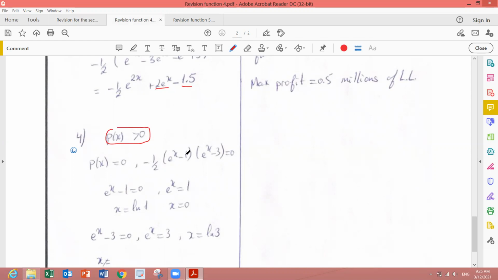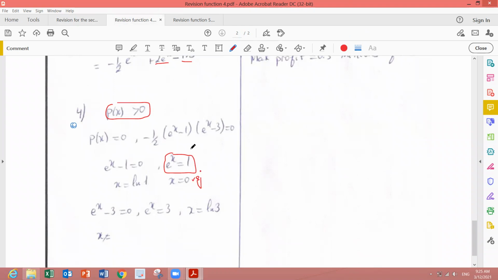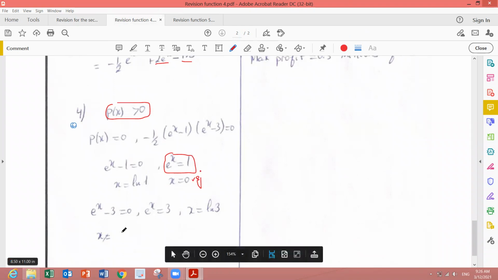So minus half e to the x minus 1 into e to the x minus 3 equals 0. Each factor equals 0. e to the x minus 1 equals 0, then e to the x equals 1. I take ln on the two sides, x equals ln 1, x equals 0, which is rejected because we have x is positive. Now e to the x minus 3 equals 0, the second factor. e to the x equals 3, then x equals ln 3.